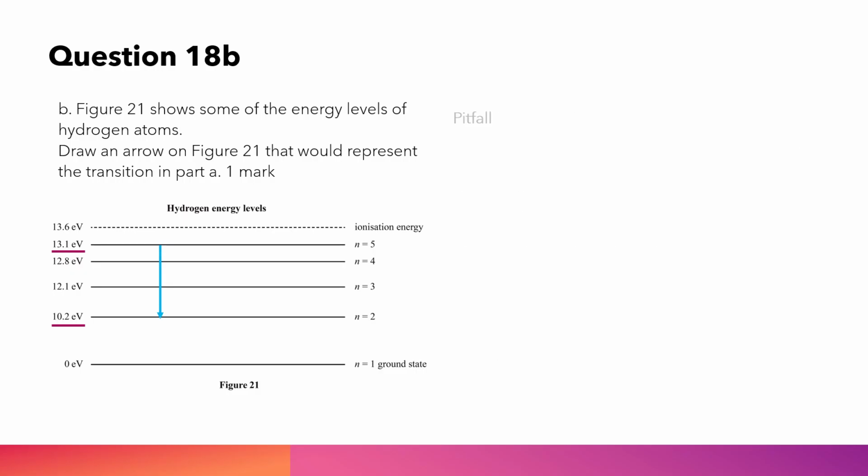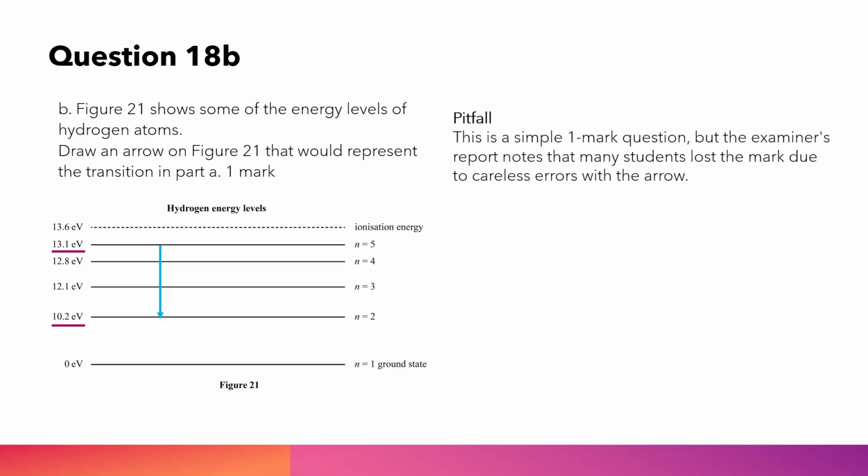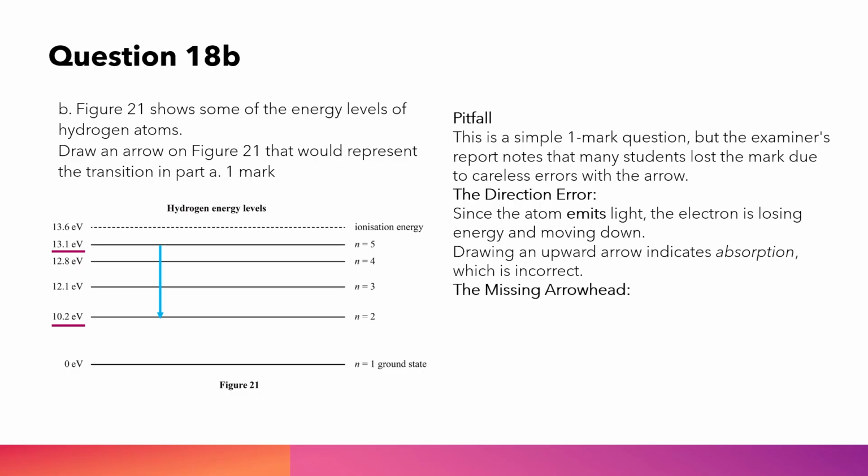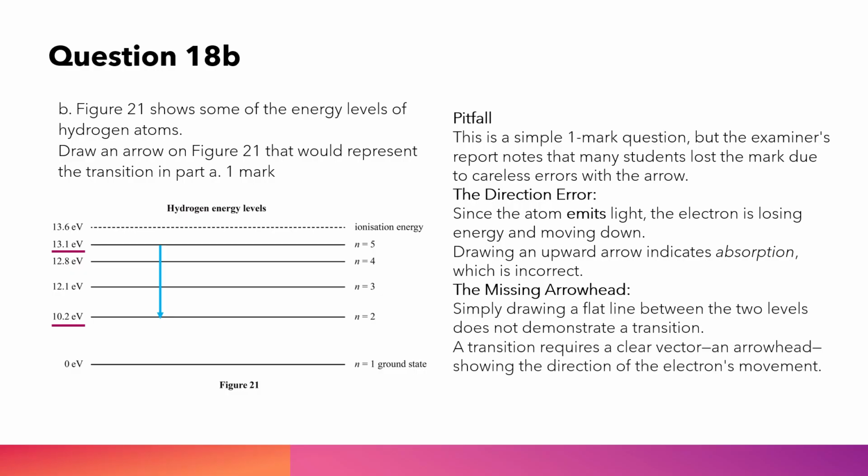Pitfall. This is a simple 1-mark question, but the examiner's report notes that many students lost the mark due to careless errors with the arrow. The direction error. Since the atom emits light, the electron is losing energy and moving down. Drawing an upward arrow indicates absorption, which is incorrect. The missing arrowhead. Simply drawing a flat line between the two levels does not demonstrate a transition. A transition requires a clear vector, an arrowhead, showing the direction of the electron's movement.